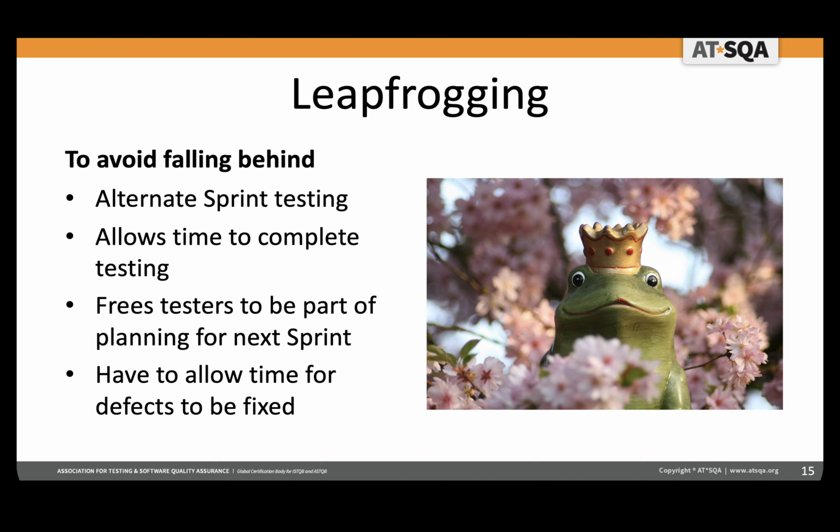Well, leapfrogging is a way to deal with this, and it basically splits a testing team into 2 teams so that the first team takes sprint 1, the second team takes sprint 2, and then the first team takes sprint 3, the second team takes sprint 4, and so on. So you alternate sprints, and that way you end up with twice the amount of time to complete the testing that's needed on the sprint.